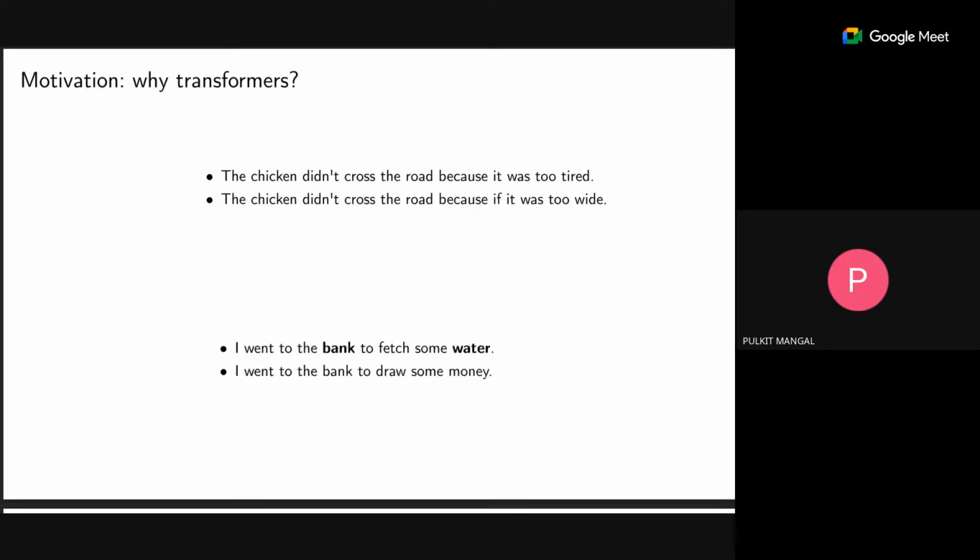Another example: if I have the sentence, I went to the bank to fetch some water, here this bank refers to the river bank. But if I say the second sentence, I went to the bank to draw some money, here this bank refers to the bank where we keep our money.